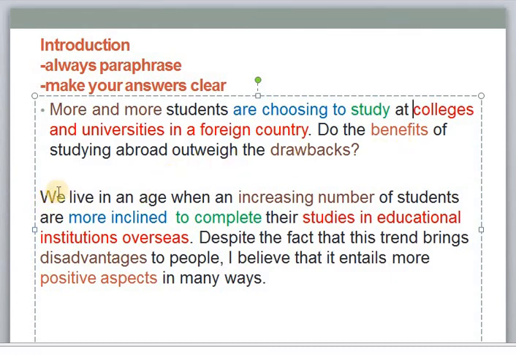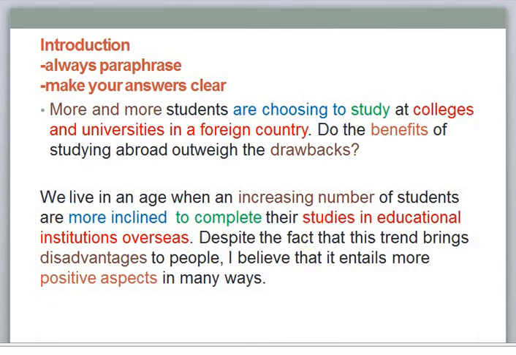So this is an example. We live in an age when an increasing number of students are more inclined to complete their studies in educational institutions overseas. Despite the fact that this trend brings disadvantages to people, I believe that it entails more positive aspects in many ways. So your answer is clear here. You believe that there are more positive aspects or benefits, right? So do not repeat benefits, you paraphrase positive aspects. Okay? So 2 sentences, but you have to make sure that they are complex sentences. Never write short sentences, otherwise you will get a low score.